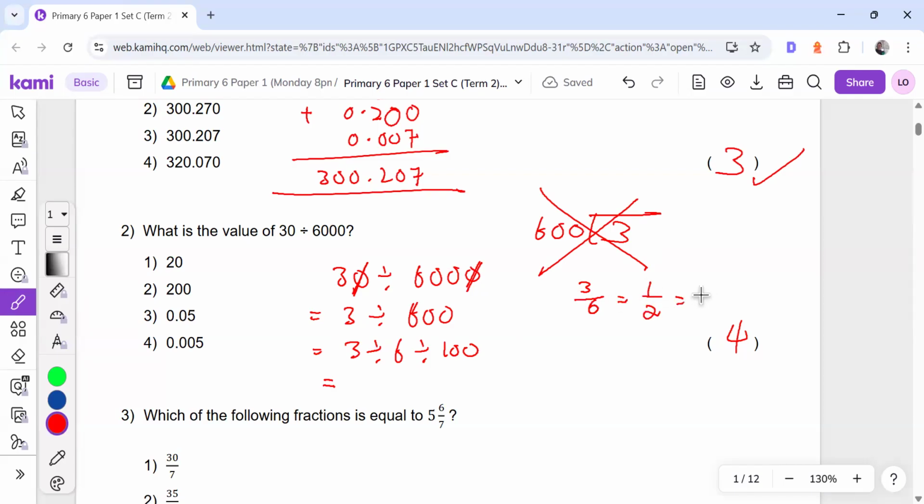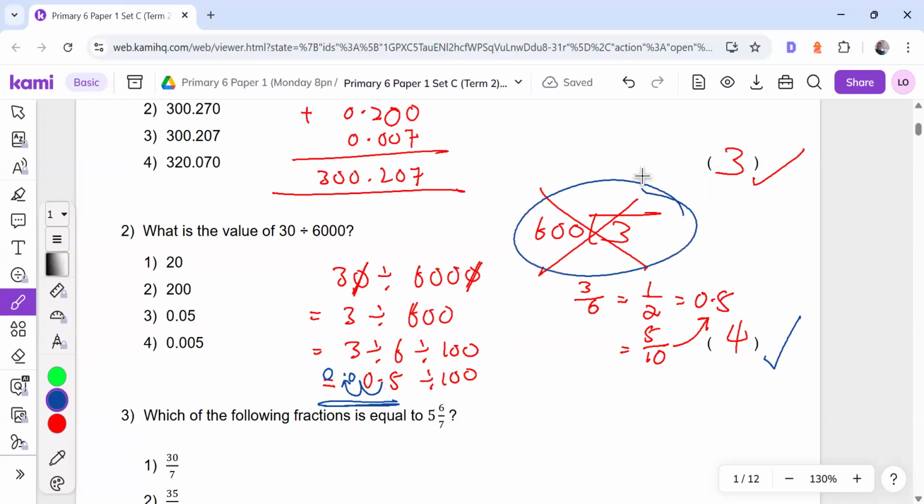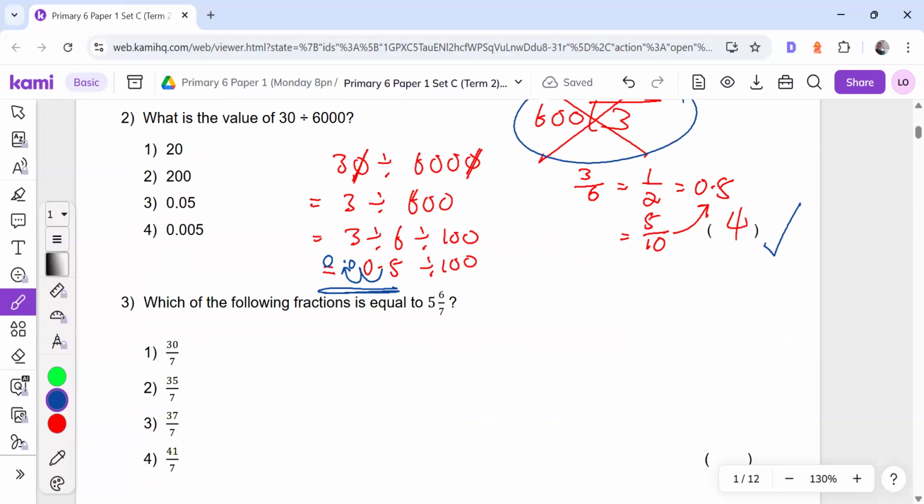And half is also 0.5, right? How do you know it's 0.5? You make the denominator into a 10, 2 times 5, 1 times 5, and that's how you get 0.5, right? So you have 0.5 divided by 100, and you will need to shift the decimal point to the left. 1, 2. All right, put the 0 into the empty basket, arrowhead decimal point, 0 in front. So that's how you get 0.005, which is answer number 4. Okay, so you cannot do it this way. This way is totally not acceptable. Okay, because you don't have a calculator also.